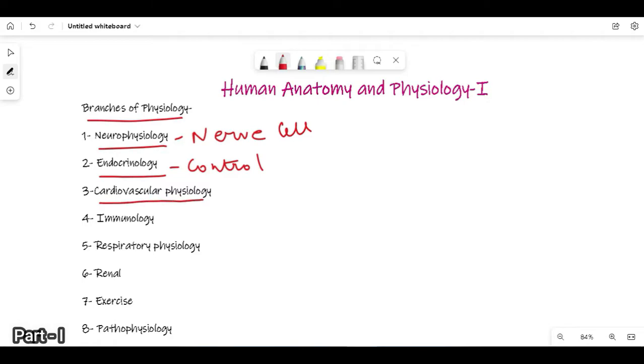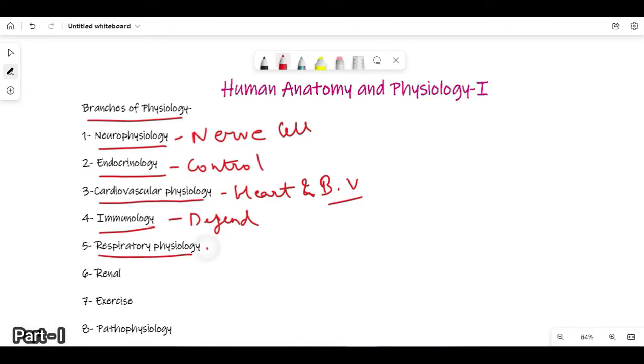The third one is cardiovascular physiology. It is the study of the function of the heart and blood vessels. The fourth one is immunology. Immunology is the study of how the body defends itself against disease-causing agents.